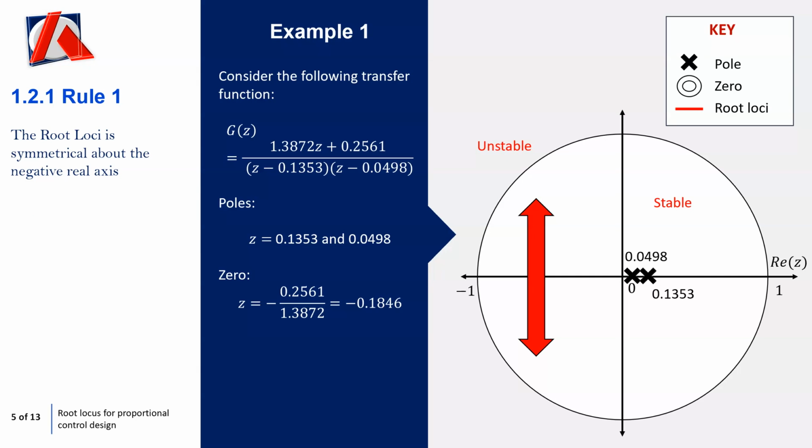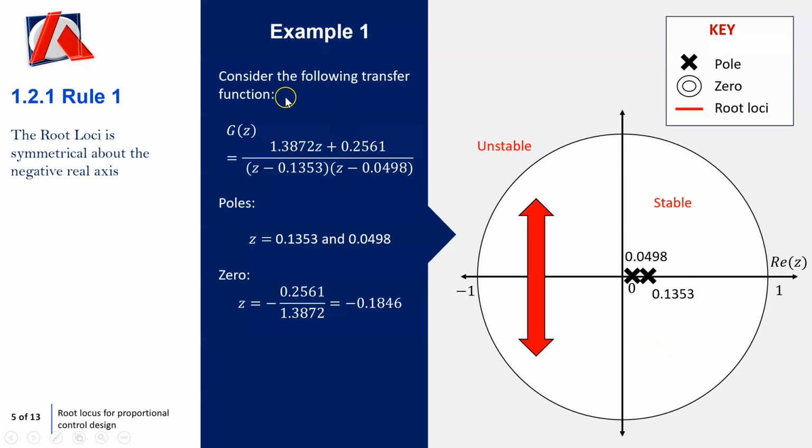So rule 1, a nice simple rule, the first rule really to remember is that the Z plane, like the S plane, is symmetrical about the real axis. So whatever happens up here about the real axis is repeated down here.